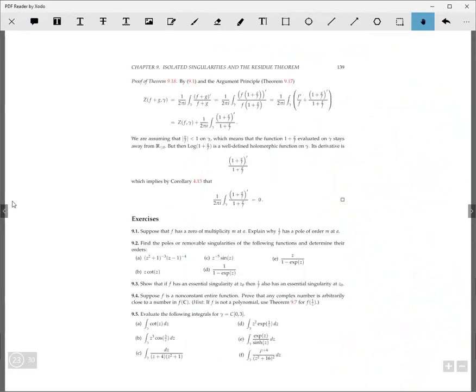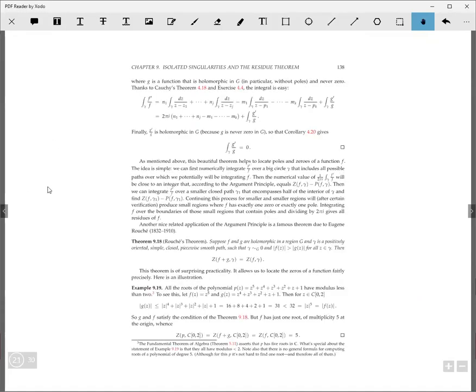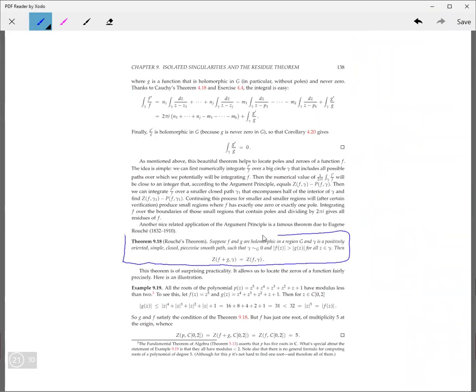And let's move on. We move to Rouche's theorem. Suppose f and g are holomorphic in a region G and gamma is a positively oriented, simple, closed, piecewise smooth path, and modulus of f is greater than modulus of g for all z on gamma. Then the number of zeros of f plus g enclosed by gamma is equal to the number of zeros of f enclosed by gamma. So basically f dominates g on the boundary. That's what you're looking for.